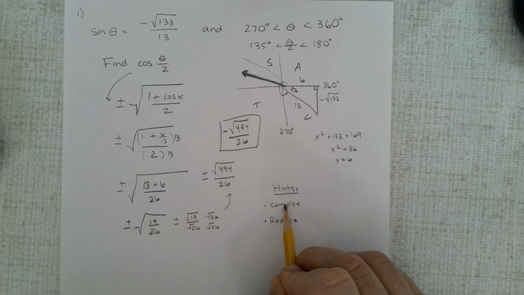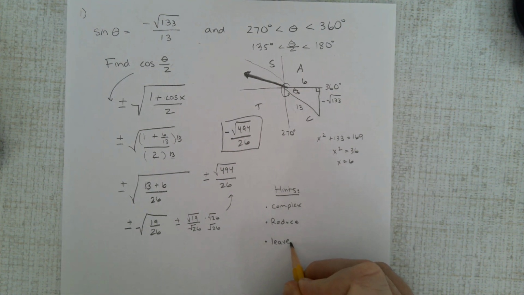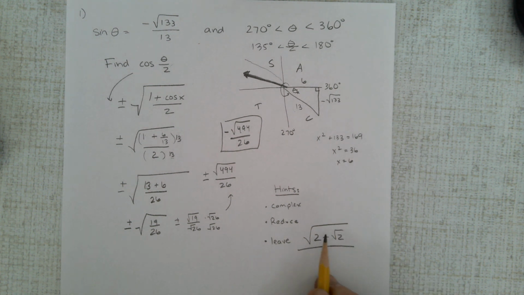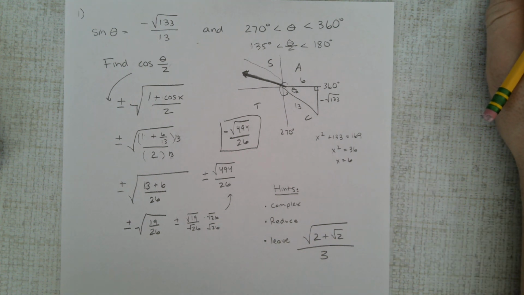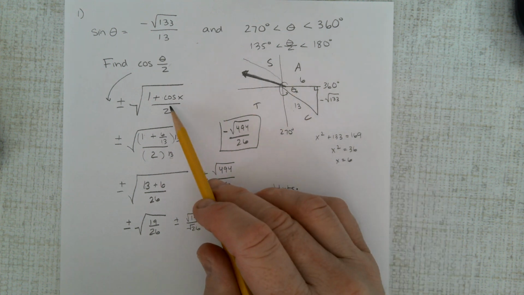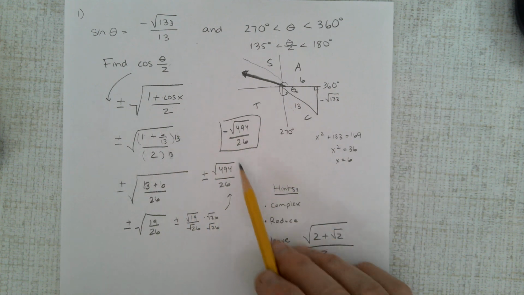Avoid complex fractions, reduce, and finally, you can leave problems that look like this. You're going to get a lot of them that look like radicals and radicals, and that's okay. It's okay to leave it like that. Alright, hope this helps with the problem. All of them are the same. Draw your triangle, use your formula. A lot of computation.